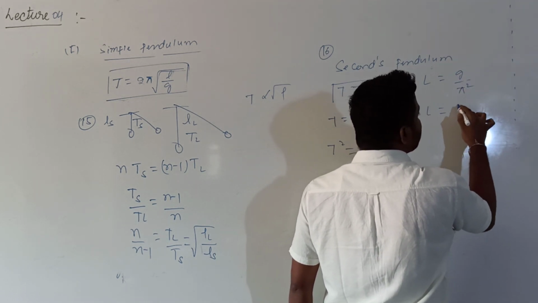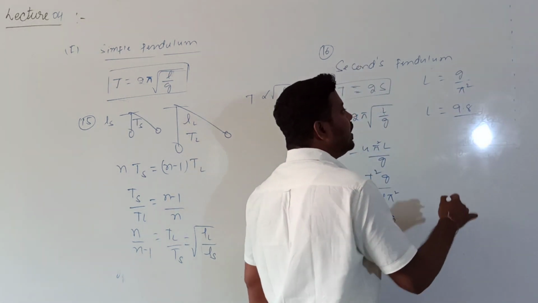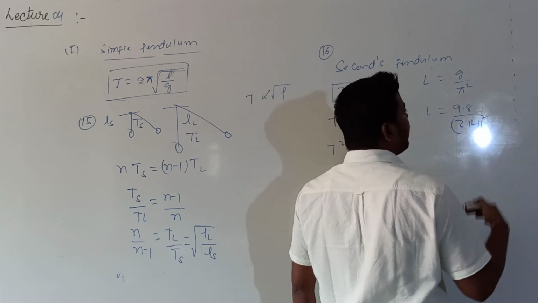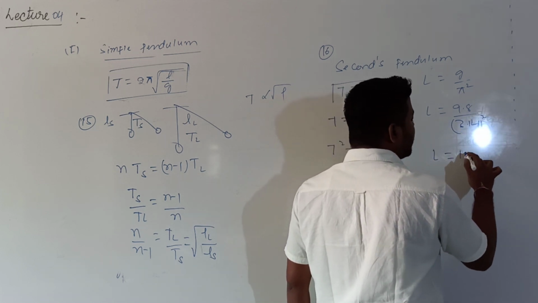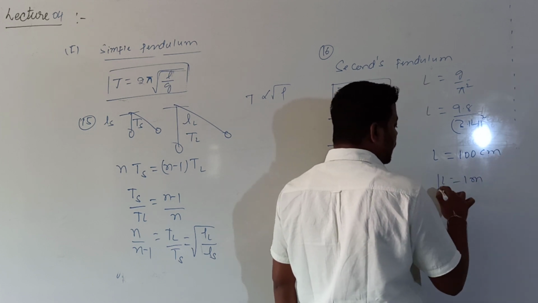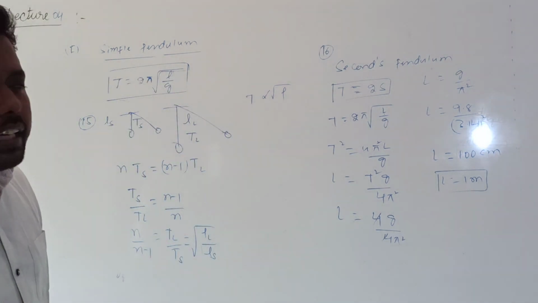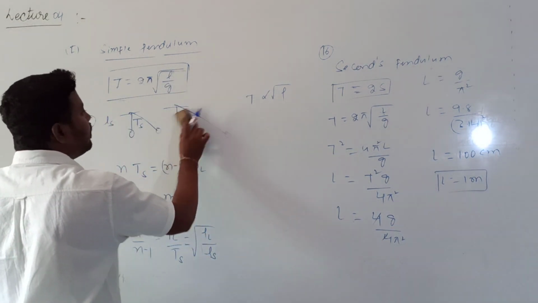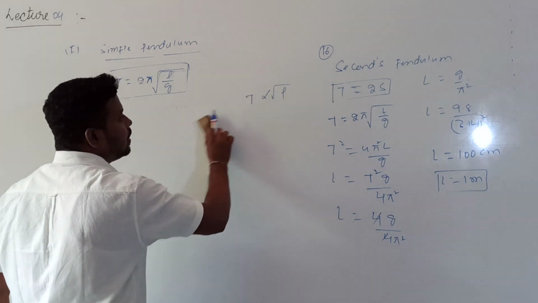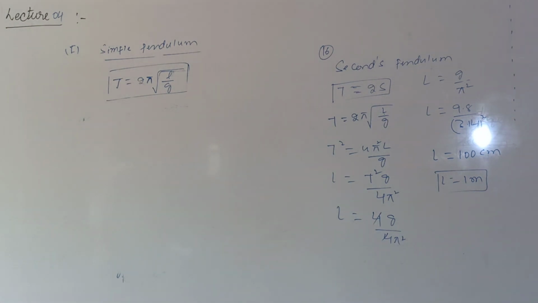On the earth's surface, g is 9.8 and pi squared is nearly 3.14 whole squared, or you can take this value as nearly 10. So L you will get approximately as 100 centimeters, or L is equal to 1 meter. So what is the length of the seconds pendulum? It is 100 centimeters. Always remember, for a pendulum to have a time period of 2 seconds, its length must be equal to 1 meter or 100 centimeters.